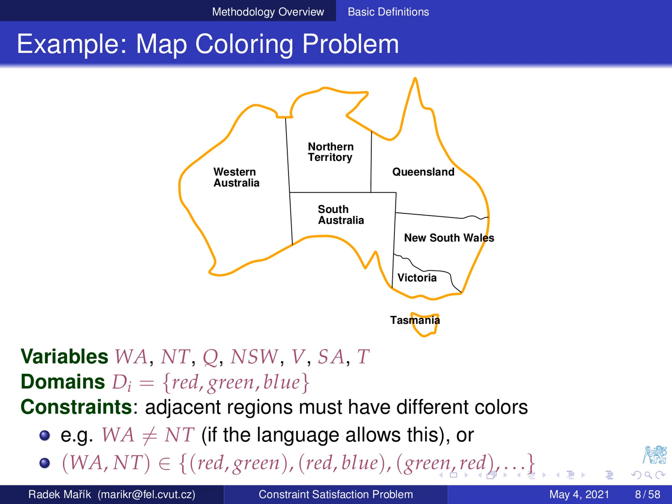And the constraints are quite easy to specify. Basically, any adjacent regions must have different colors. You can specify that in such a way that WA is not equal to NT, if the language allows that, or the other way is that the tuple WA and NT is one of the elements from this set, and you name all possible configurations of colors.